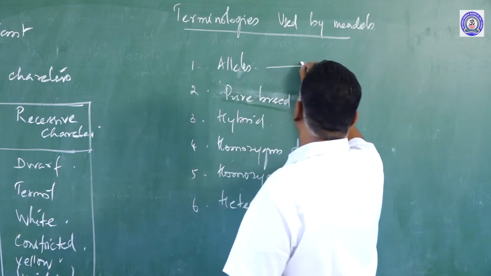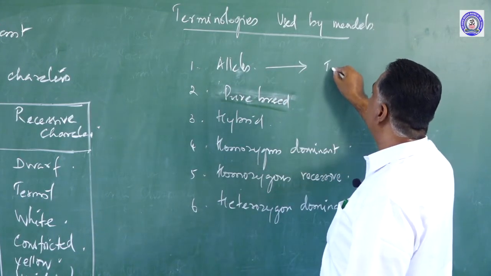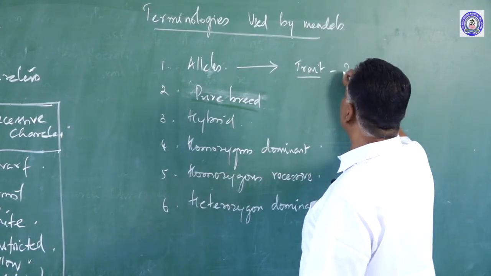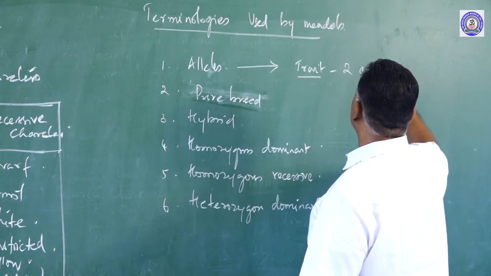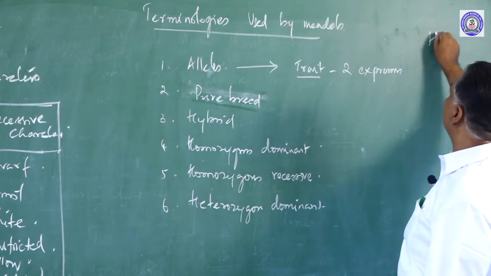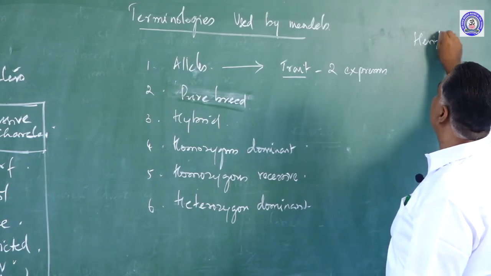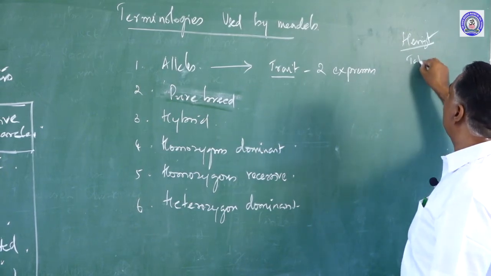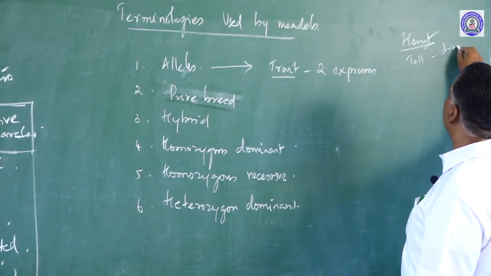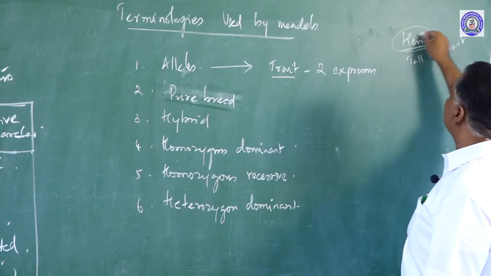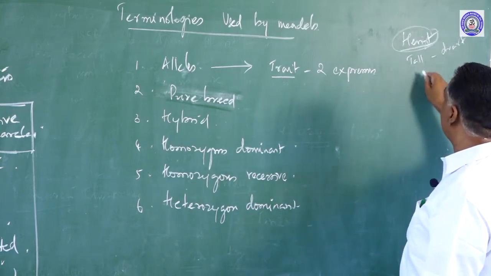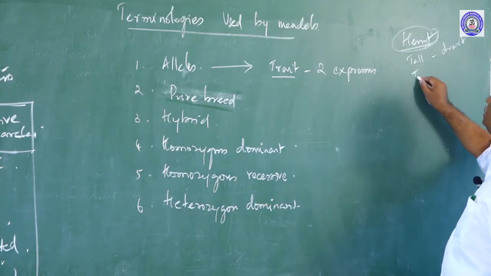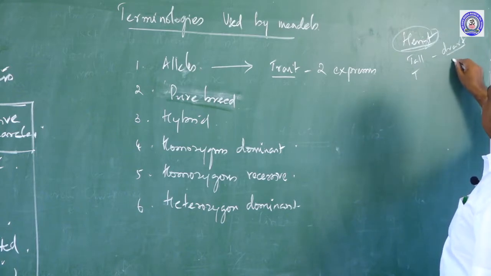What are alleles? A triad or a character has two expressions. If you take height of the plant as a triad, it has two expressions. One is tall and another is dwarf. So, the height of the plant is controlled by two factors. For tallness, for instance, if we take capital T, this is an allele. For dwarfness, we will take small letter t.